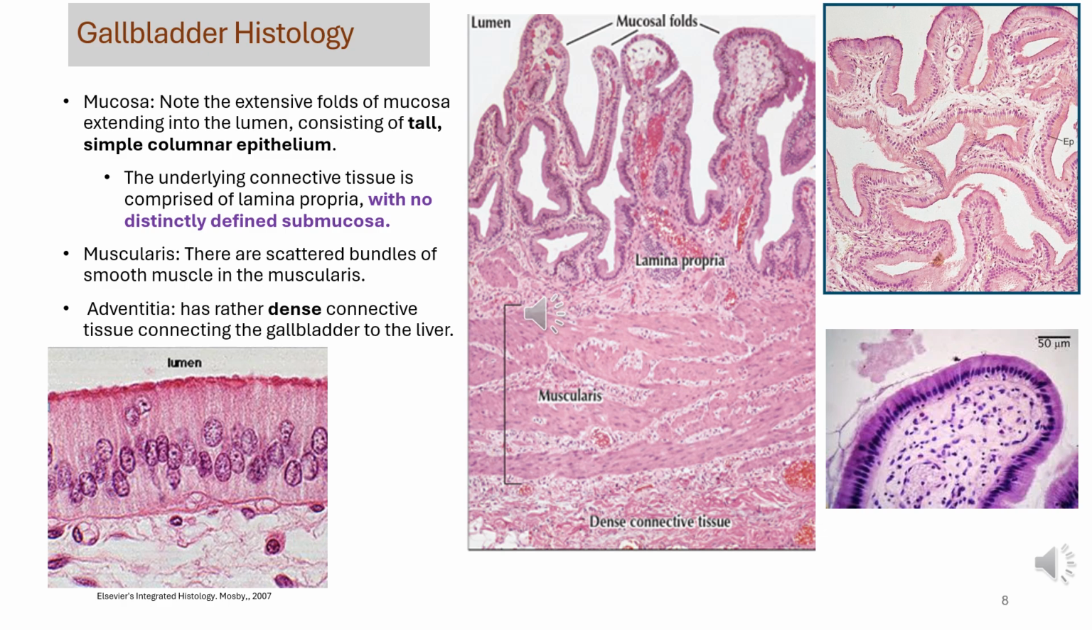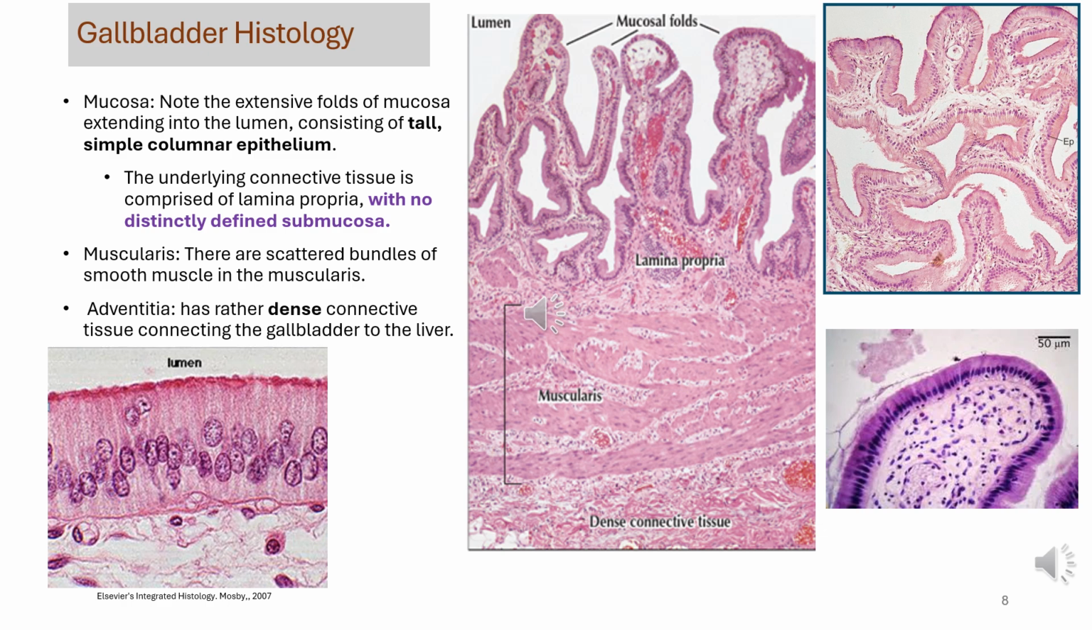When we're talking about the mucosa of our gallbladder, it's simple columnar with microvilli, but it has no goblet cells. Now, with the gallbladder, because it's just a storage unit, you actually don't have a distinctively defined submucosa. It's a very, very thin sac.